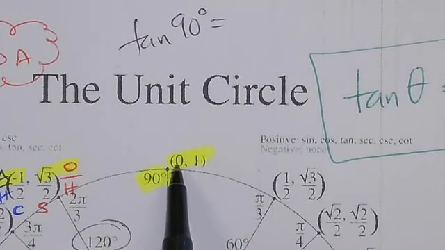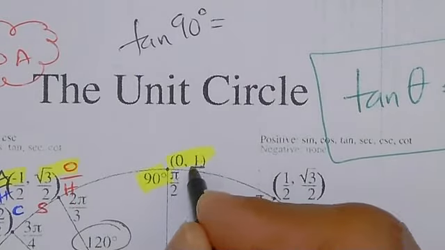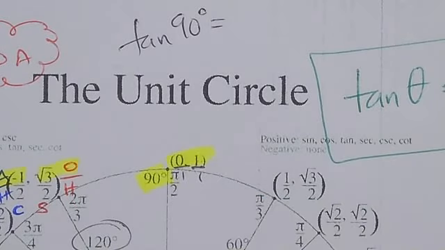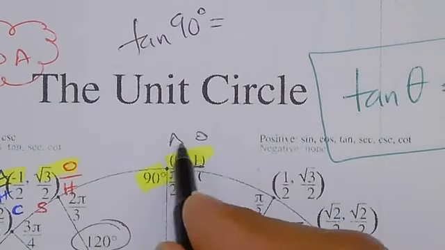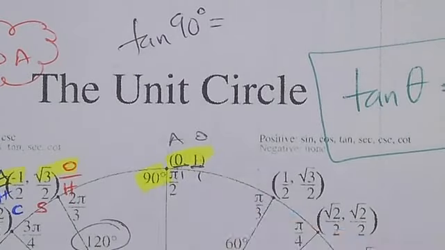Well, this one doesn't have a fraction, right? But just use it. This is the opposite, and this is the adjacent. It's like 1 is 1 over 1, and 0 is 0 over 1, right? So just use those numbers. What is tangent? Opposite over adjacent. That's going to be 1 over 0. What's 1 divided by 0?